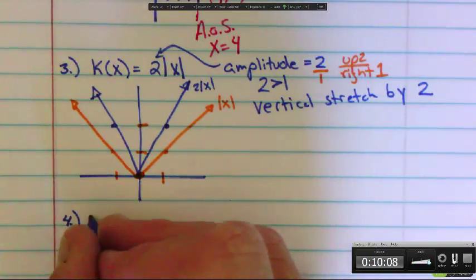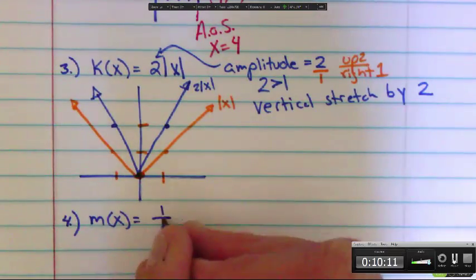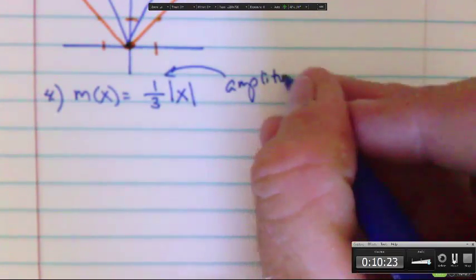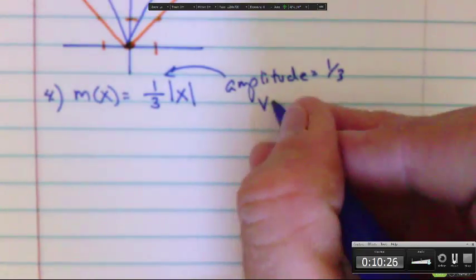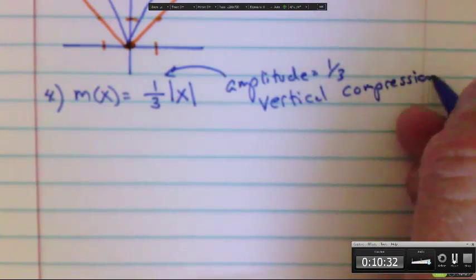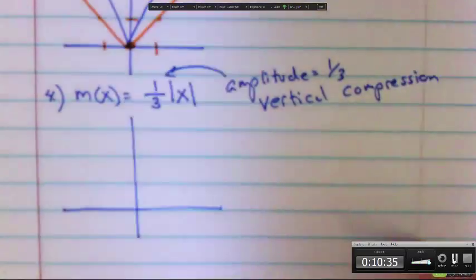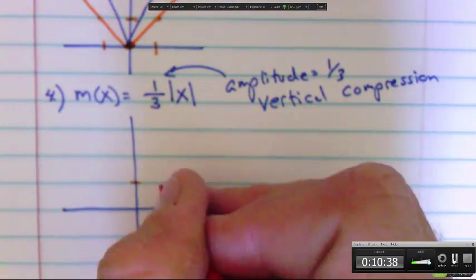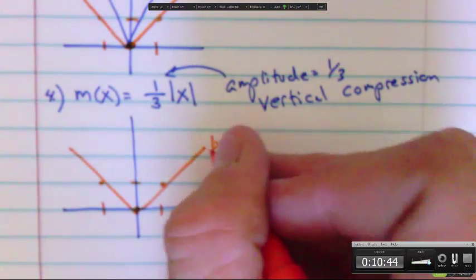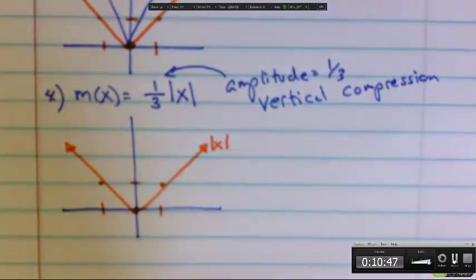All right, now let's take a look at one. Let's call it m of x, where the amplitude is less than 1. Okay, so if we notice here, amplitude is 1/3. That's less than 1, which means this is going to be a vertical compression. So if we go to sketch this graph, we go back to the parent function every time. The parent function, absolute value of x, looks like this. It passes through the origin and the points 1, 1, and negative 1, 1.